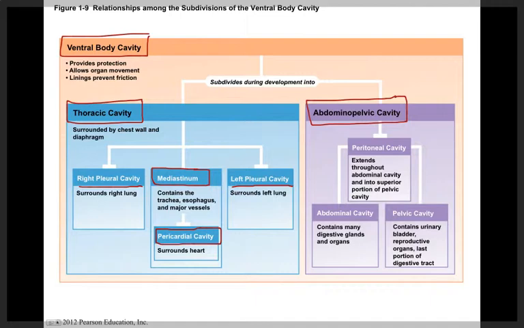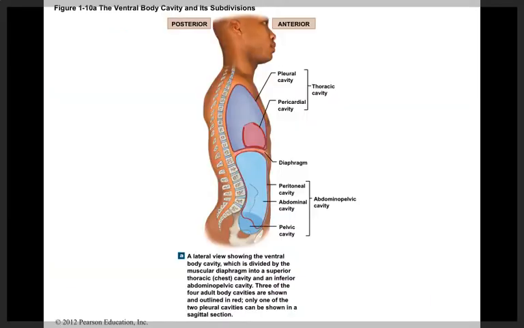The abdominal pelvic cavity has one large peritoneal cavity, and that peritoneal cavity contains two subdivisions. One is the abdominal cavity and one is the pelvic cavity. The abdominal cavity contains many of the digestive organs and glands, and the pelvic cavity contains the urinary bladder, reproductive organs, and the last part of the digestive tract. Let's take a look at those.